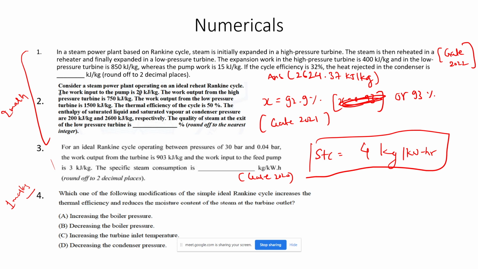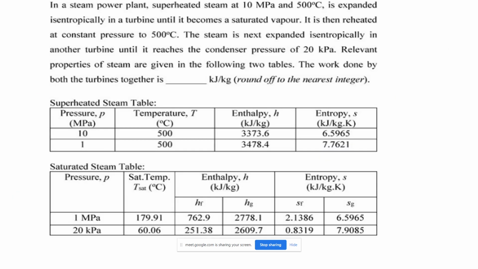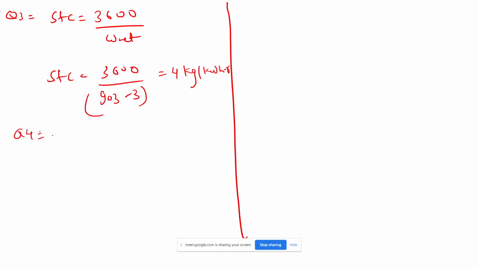Following ideal Rankine cycle, thermal, steam turbine. Answer C, right? Sir, A is not correct. No. We have already discussed it now. Increasing the boiler pressure will... you are saying the boiler pressure, na? We will increase the boiler pressure.